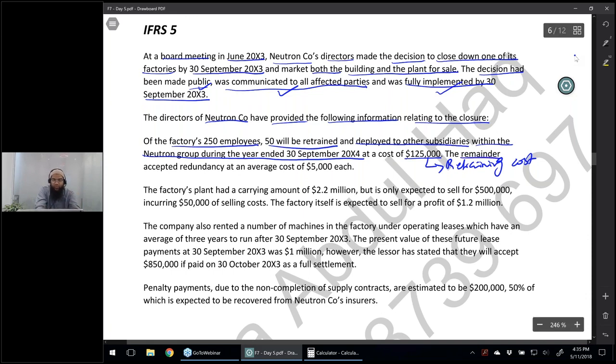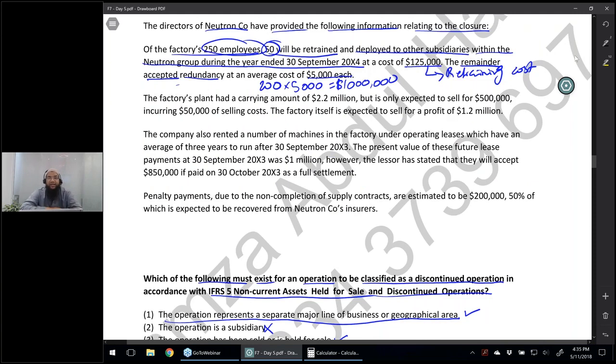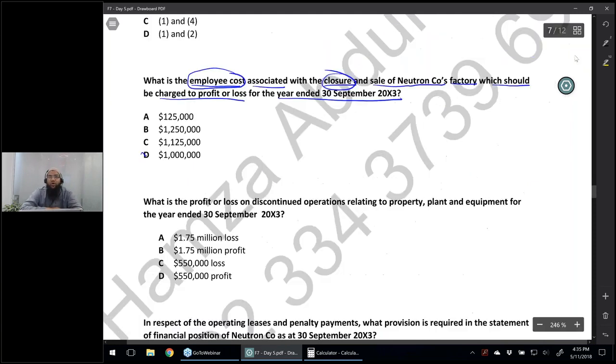The remainder accepted, which are the remainder employees? 200. Out of 250, 50 were retrained, so the remainder is 200. The remainder accepted redundancy at an average cost of 5,000 each. So we will be paying 5,000 to these employees, which is going to be $1 million. So $1 million is the cost that will be paid to the employees. So if we go down, the question wanted us, what is the employee cost associated with the closure? So the answer is actually D in this case, that 1 million is the employee cost which is associated with the closure.